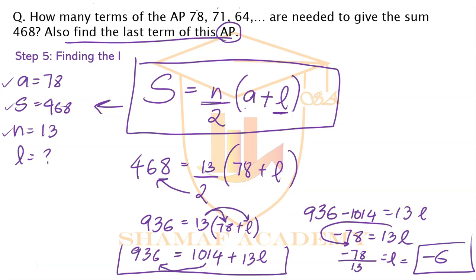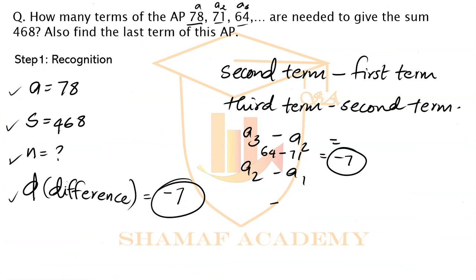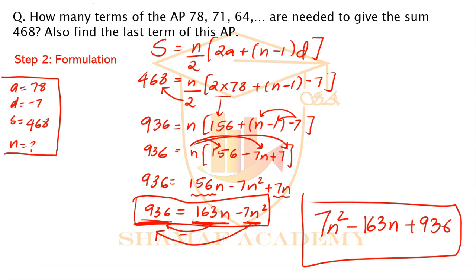I hope this answer was easy for you. Let's go over the steps again. We have 5 steps in this question. The first step talks about recognition, where we recognize all of the variables that have been given to us, and we find them. Then we have formulation, step 2, where we actually substitute our variables in this formula.